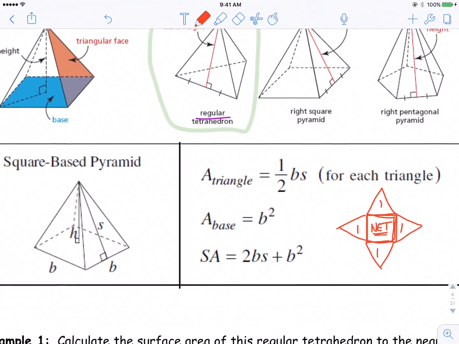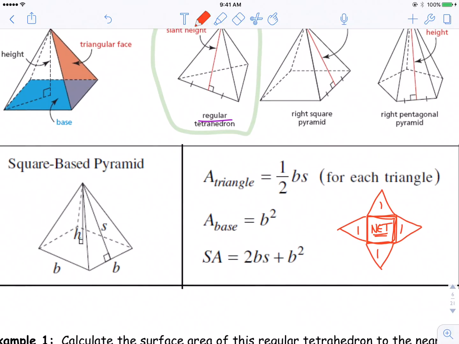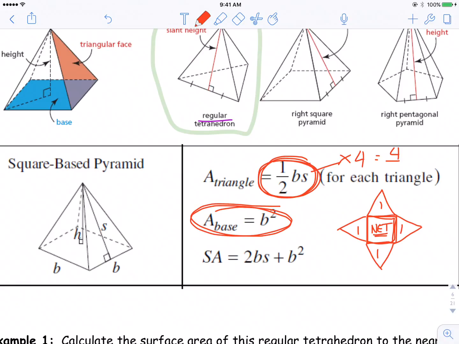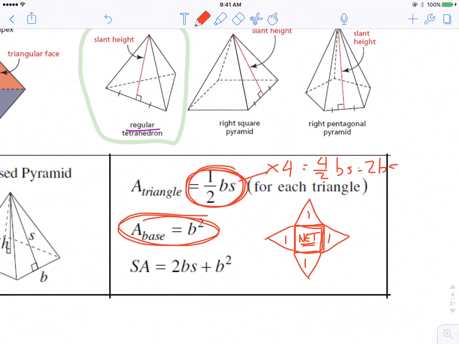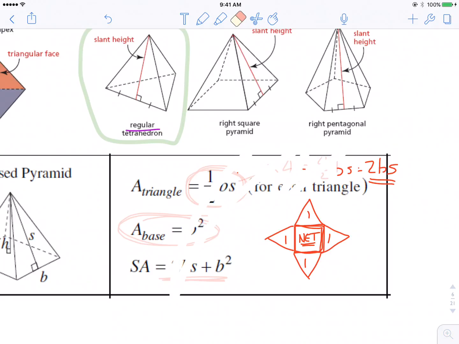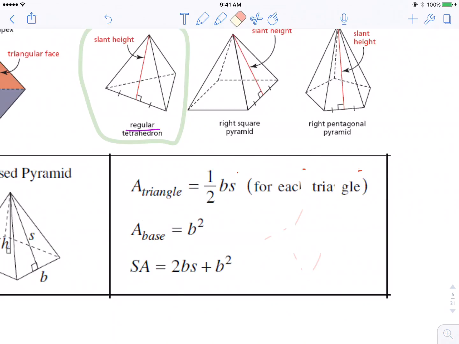All being the same. So if we look at the formula for the square base pyramid, here's the area of our base, just a square. Here's the area of one triangle, base times slant height divided by 2. But there are 4 of them, so when I multiply this by 4, I get 4 over 2bs, or just 2bs, which takes us to, if I combine it all together, 2bs plus b squared. So there's just a little background knowledge on our formula for the square base pyramid.